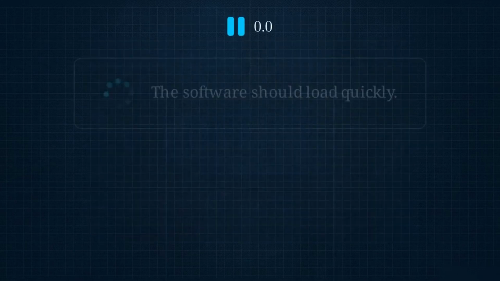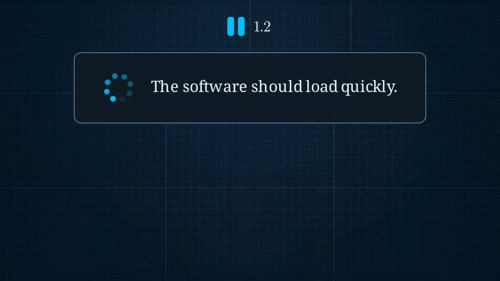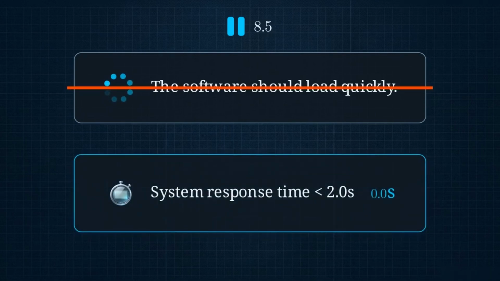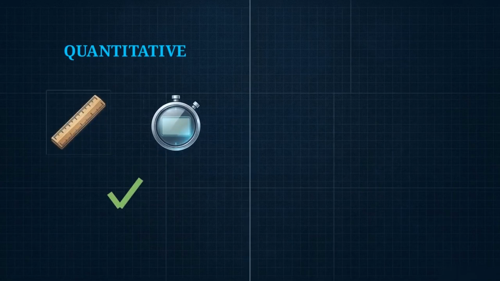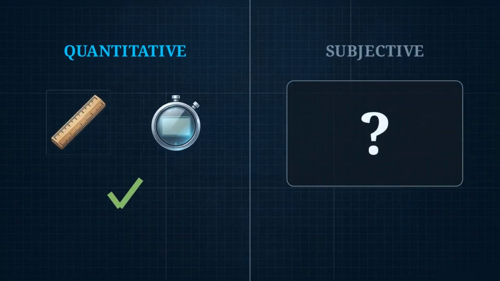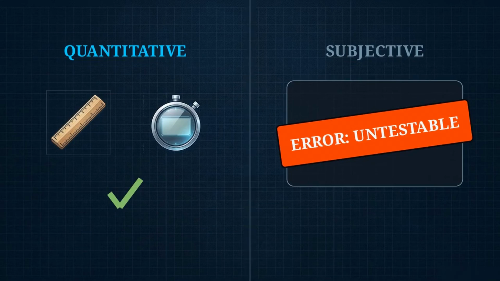Try applying this rule yourself. Pause the video and figure out how you would rewrite the ambiguous requirement, "The software should load quickly," into a measurable, testable metric. Here's the validated requirement. We replace the subjective phrase "load quickly" with a mathematical logic statement. System response time must be less than 2.0 seconds. The rule here is absolute. If a requirement cannot be quantitatively tested, it is not a valid software requirement.